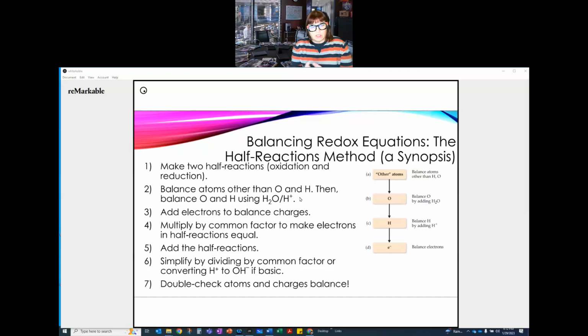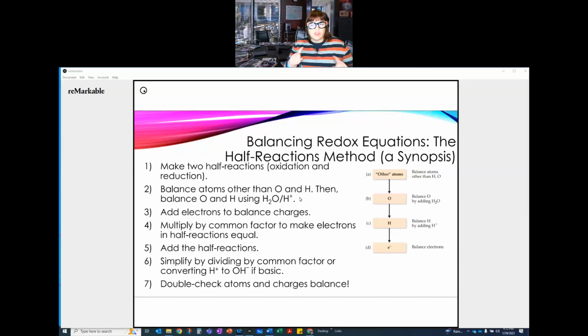Then we're going to balance for oxygen using H2O and H+. So we balance for oxygen by adding H2O to whatever side doesn't have enough oxygen. Of course, when we do that, we've then screwed up the H+. The way that we fix that is by adding H+, because we're doing these in acidic solution. Sometimes we do them in basic solution, and I'll show you how to do the correction for that. So balance for oxygen using H2O, then balance for hydrogen using H+.